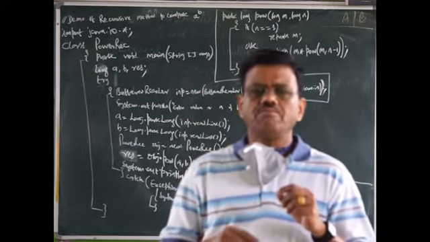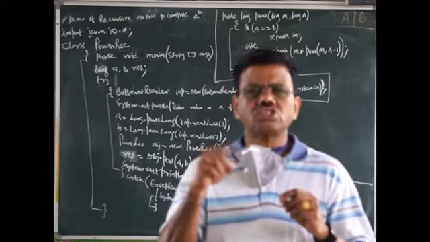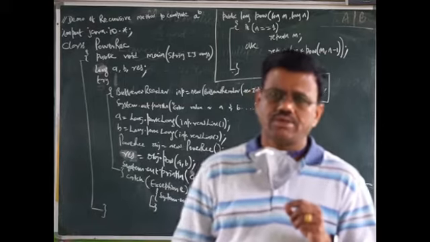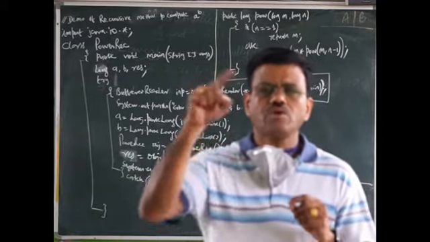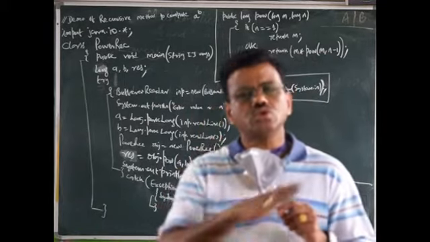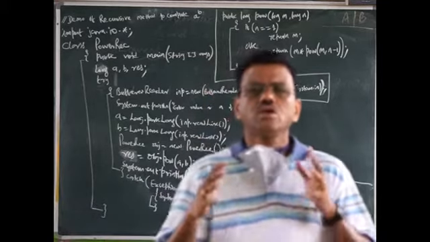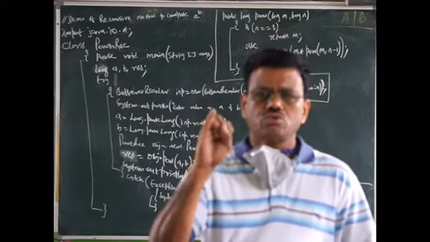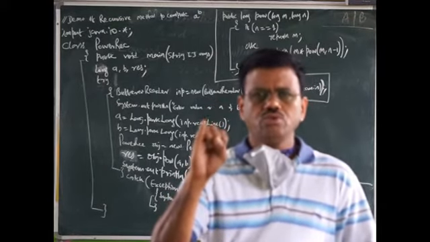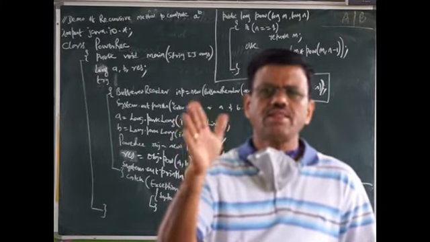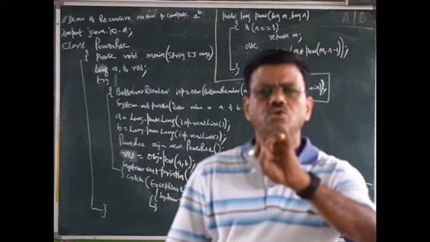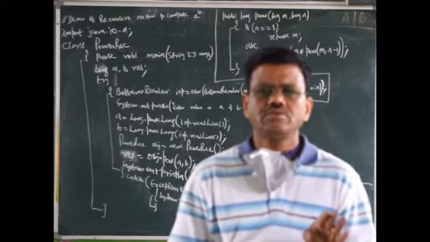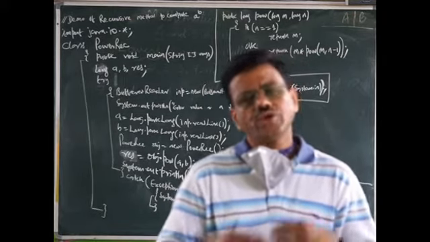A to the power of b means a has to be multiplied b number of times. When I write 2 to the power of 9, it means 2 into 2 into 2 into 2 into 2, 9 times you multiply, whose answer would be 512. 2, 4, 8, 16, 32, 64, 128, 256 and 512. For example again, you can give any number.